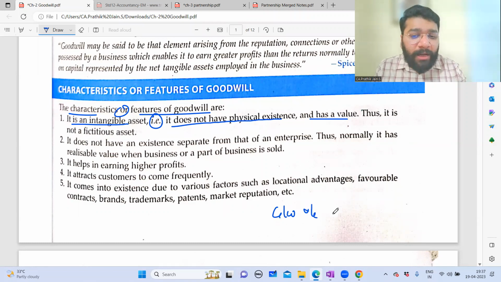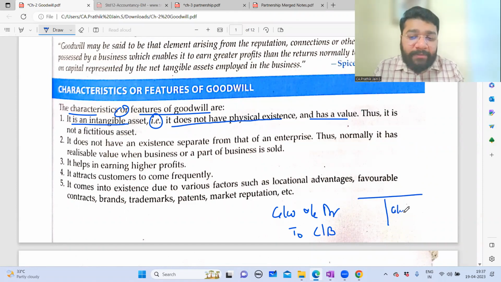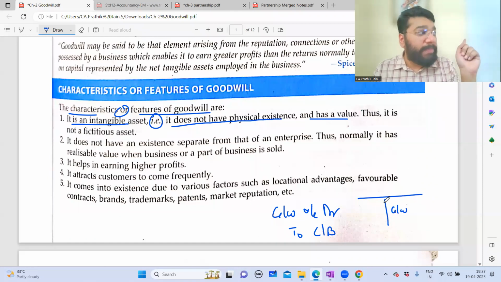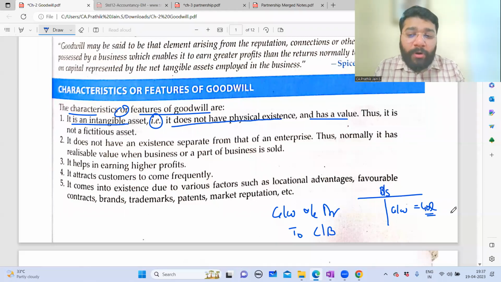Goodwill account debit to cash or bank. So Goodwill you have debited. So this will go in balance sheet and sit where? On the asset side. Because if you debit anything, it becomes a debit balance. So in the balance sheet, on the asset side, Goodwill is 40 lakh rupees.